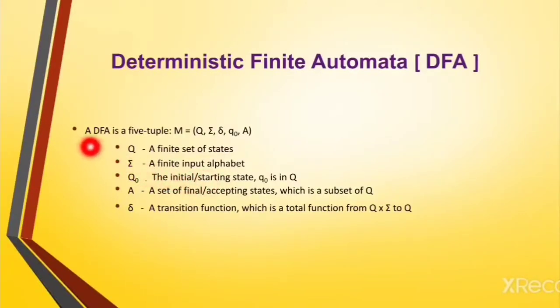Here, the DFA M is defined by a five-tuple, that is, M is a quintuple. Here Q is the finite set of states and this symbol is the finite input alphabet. Q0 is the initial or starting state. A is the final or accepting state, which is a subset of Q. The delta is the transition function.